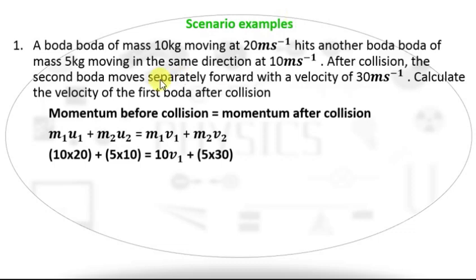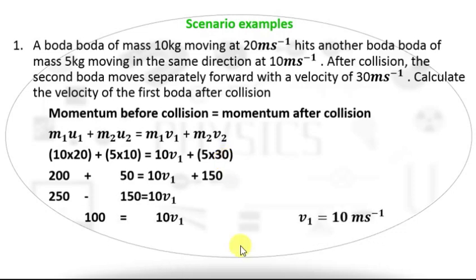So we can substitute them in. 10 for m1 is 10. 10 times 20 plus 5 times 10 will be equal to 10 times v1, which is now the velocity of our body 1 after they collide, which we don't know, plus this for body 2, which is now 30 meters and 5 kilograms. We can now solve it, and finally we can achieve our velocity for body 1 as 10 meters per second. So we realize using the principle of momentum and collisions, we can solve these kinds of challenges. Let's look at another scenario.